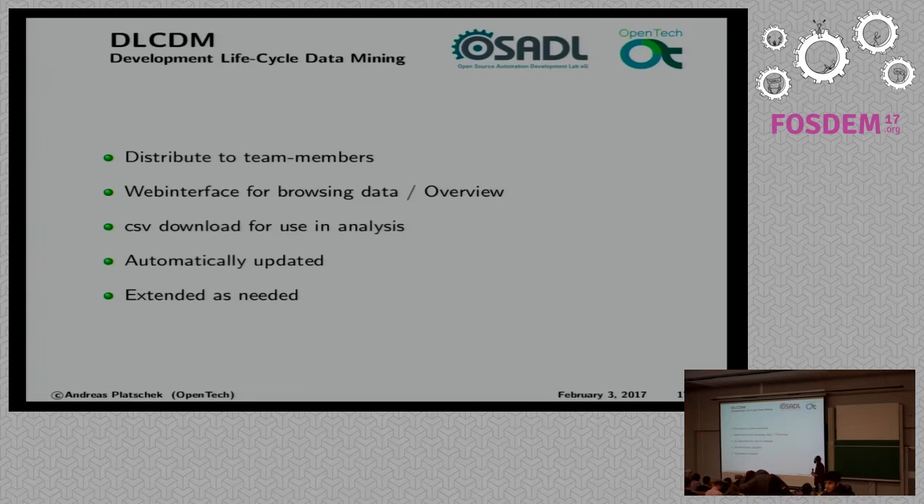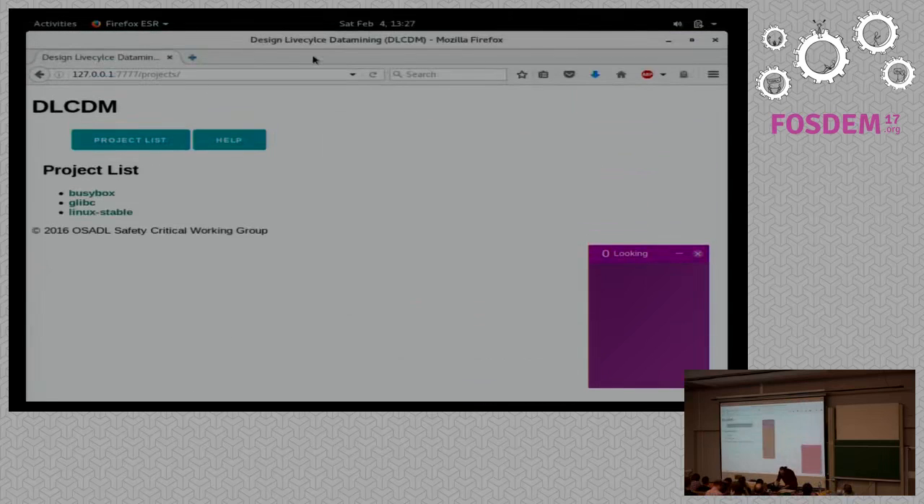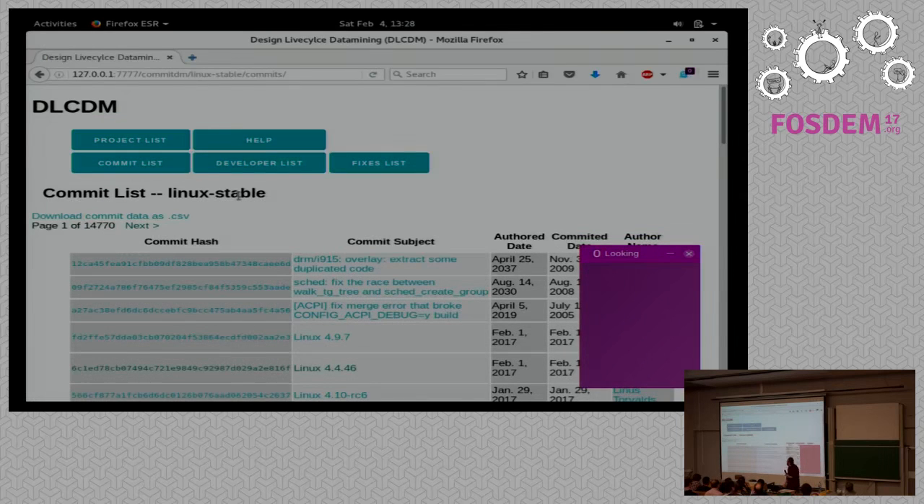So I'd like to give you a short tour. So this is our web interface, not very exciting. So basically we just have a list of our projects, and if we look, for example, into Linux stable, we get a long list of all the commits.